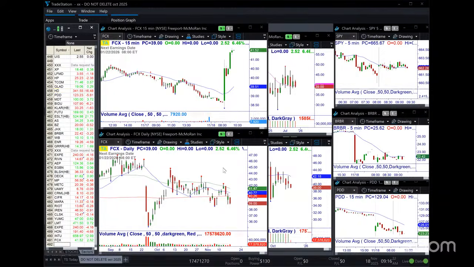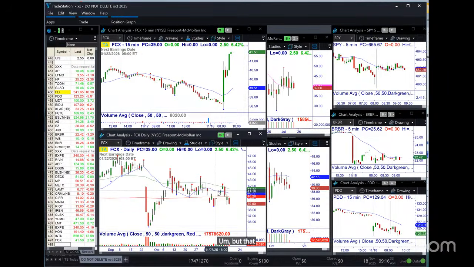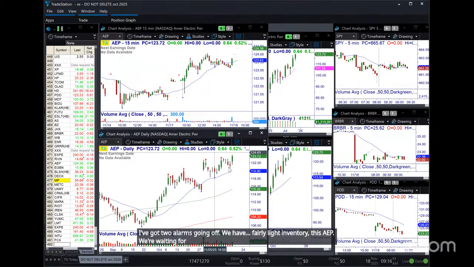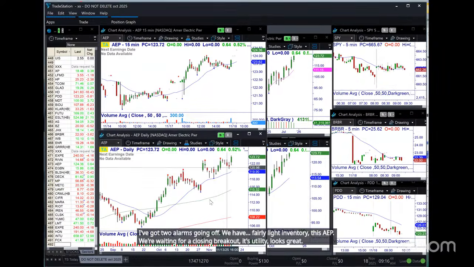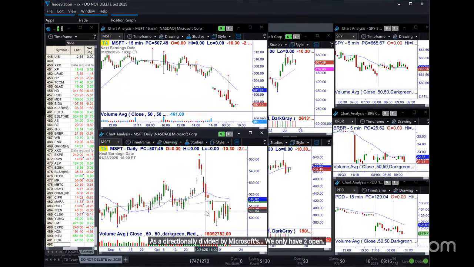All right, I just saw this thing moving on the ticker FCX, and it's not earnings. But that's a 30-minute high put spread idea. I got 2 alarms going off. We have fairly light inventory. This AEP, we're waiting for a closing breakout. It's a utility, looks great. As a directional, you can buy over the high. Microsoft, we only have 2 open credit spreads, and unfortunately it's one of them. It's gapping right to our short strike.